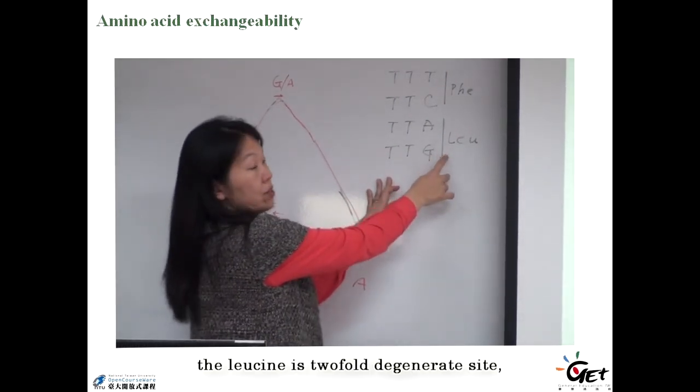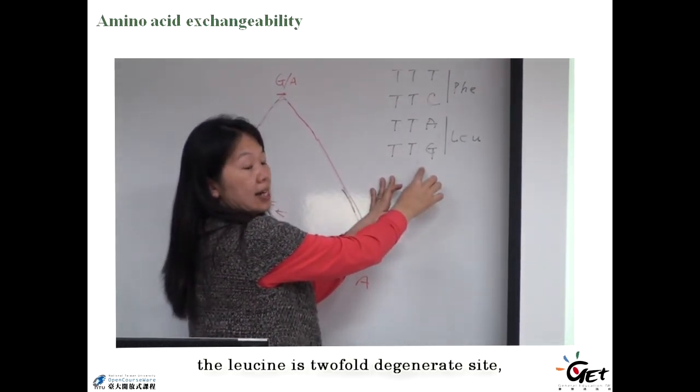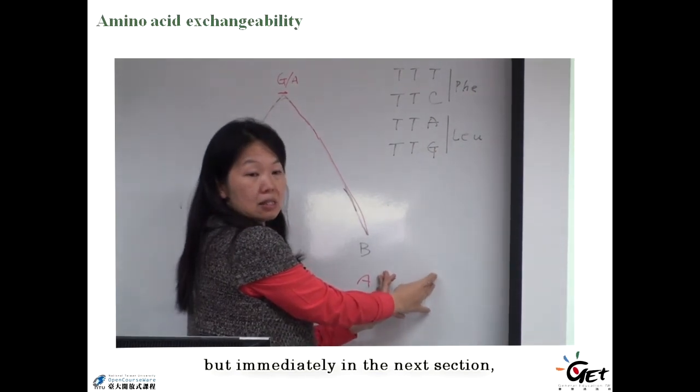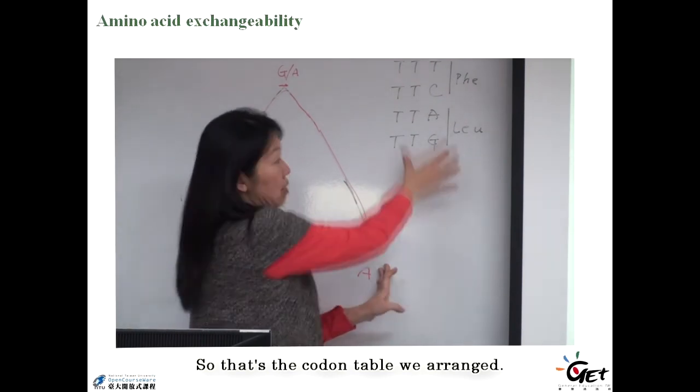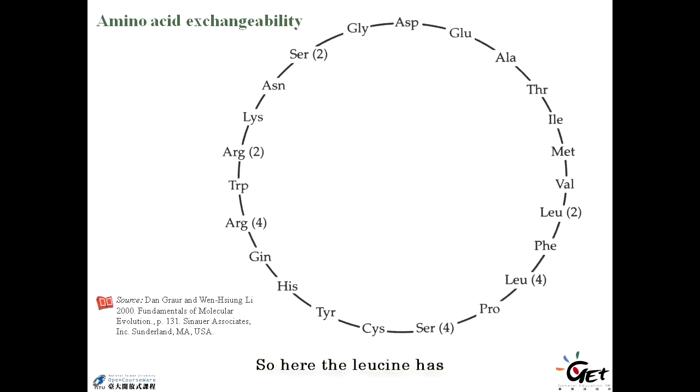So here leucine is a 2-fold degenerate site, but immediately in the next section, leucine is a 4-fold degenerate site. So that's the codon table we arranged. Here leucine has a 2 in parentheses and a 4 in parentheses. That means this. It's also described in the figure legend. And that's the exchange probability, how many mutations and how likely one amino acid is to change to the other. So there's a different way to look at this.